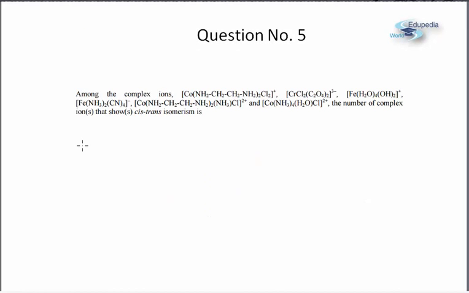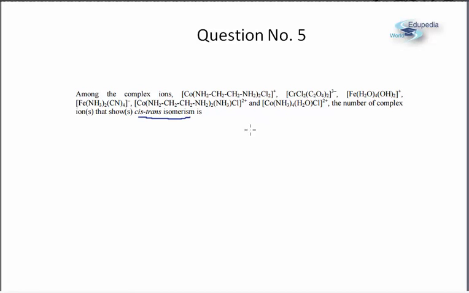Okay, so that brings us to question number 5. It says that among the complex ions, and we have been given a few complex ions, a total of 1, 2, 3, 4, 5 and 6, the number of complex ions that can show cis-trans isomerism. Okay, so for a particular complex to be able to show cis-trans isomerism, it must either be square planar or it must be octahedral.